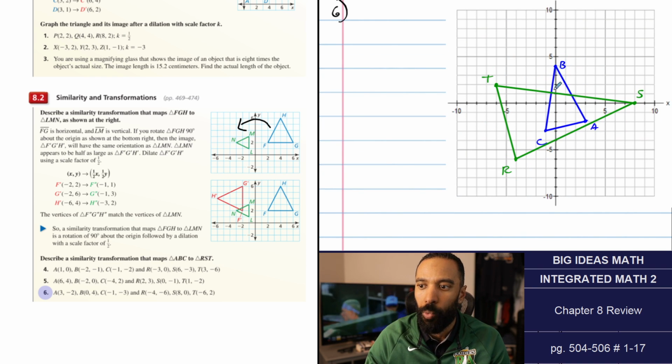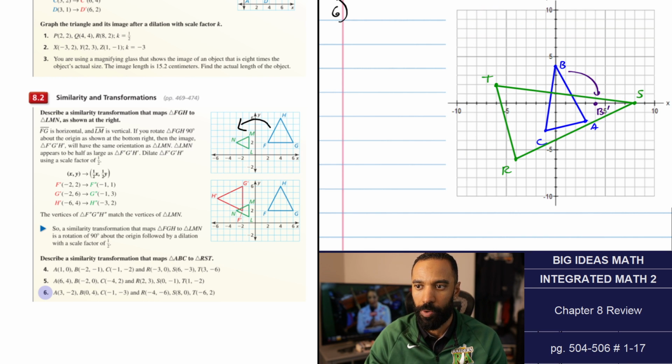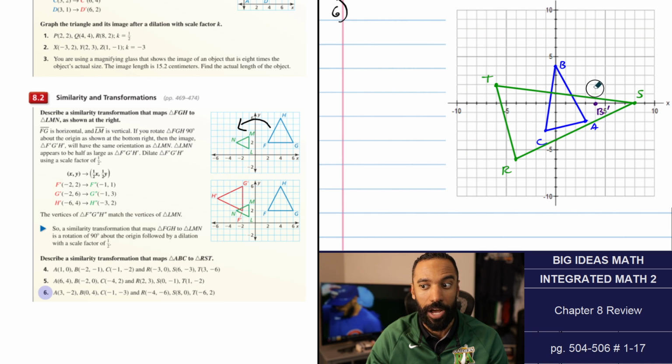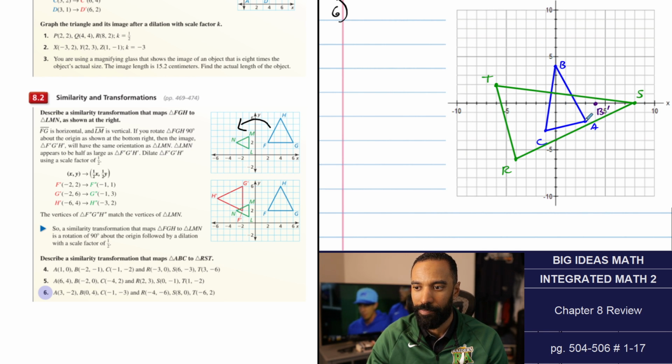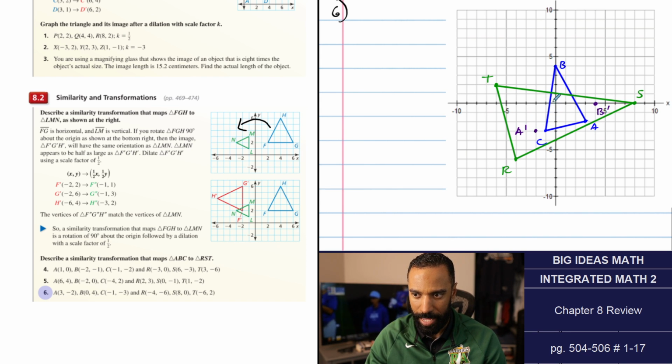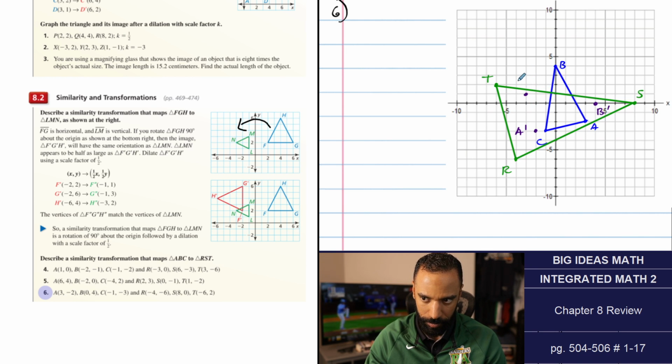So B was at 0, 4. B prime will be at 4, 0, right there, because it's rotated 90 degrees. This is 90 degrees clockwise, by the way. I do have to stress that. A was at 3, -2. A prime is now going to be at this. This is the hard part unless you rotate your paper. -2, -3. I've done rotations forever, so I know exactly where to go. C is at -1, -3. C prime will be at -3, 1. Right here, after a 90-degree rotation.